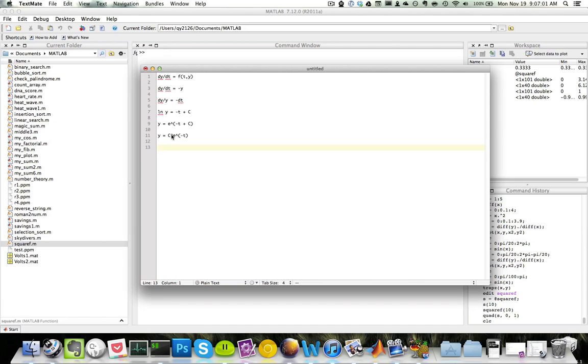Now C is a constant here, so we need an initial condition to solve for C. So let's say that at t equal to 0, our y value is 1. So we can plug this initial condition back into our equation and solve for C, and we'll find that C is actually equal to 1. And once we have C, we'll plug it back into our equation. We'll have y is equal to e to the negative t as our final solution. So y is equal to e to the negative t is our answer to the differential equation dy/dt is equal to negative y.